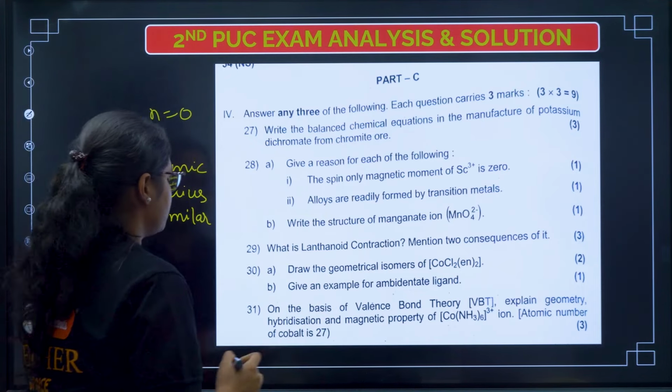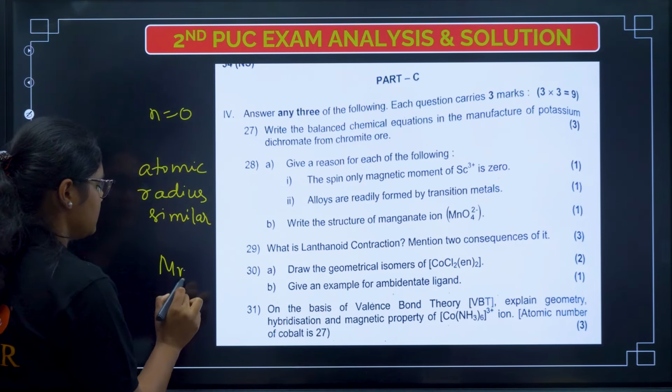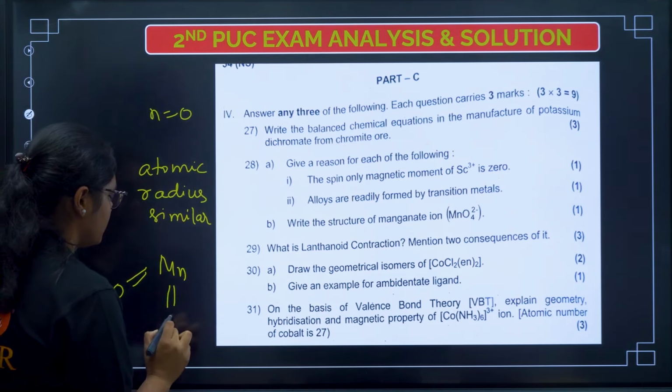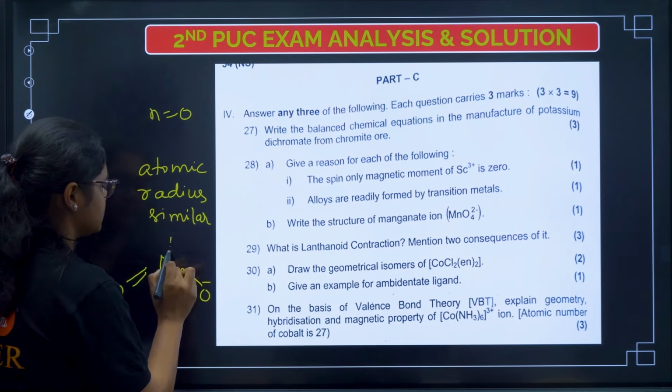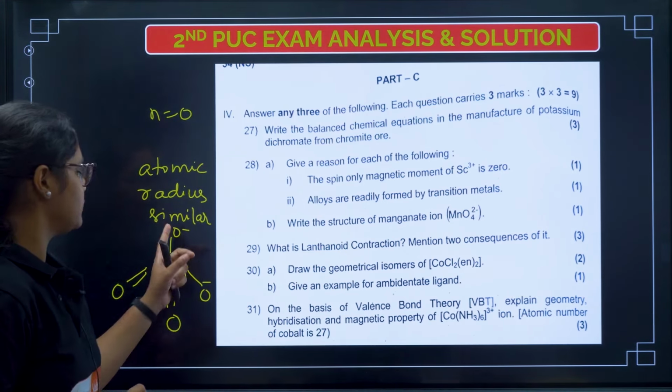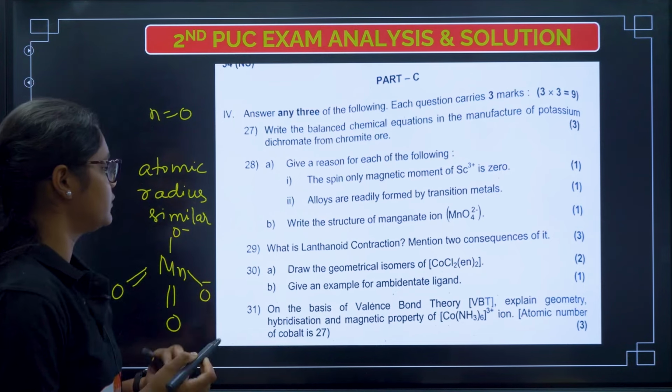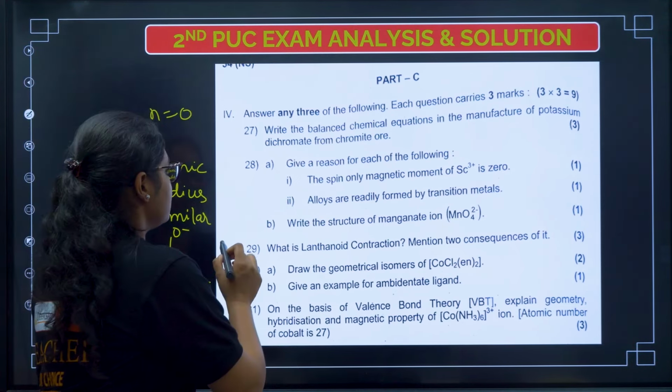Then the structure of MnO4 2-, again a very easy one: a double bond O, and we have 2 oxygens with single bond O- and 2 negative charges, right? MnO4 2-.